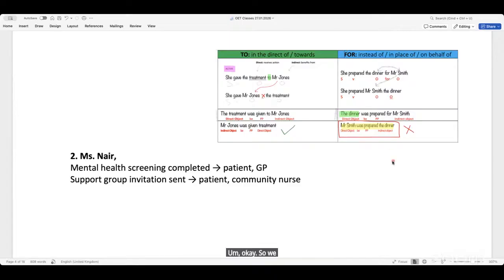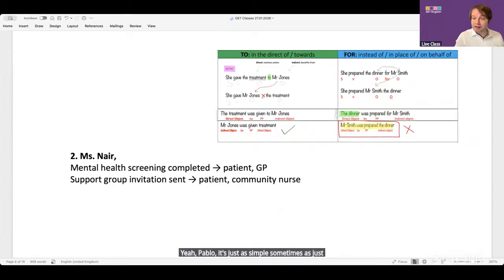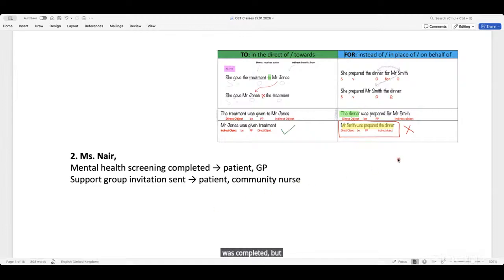Okay, so we'll finish up here. Let's have a look at these final sentences. Yevgeny, correct. Amala? Correct. Zuhal? Yeah, do we need to say by the GP? We don't need to say it, Zuhal. Yeah, Neri, this is okay. Correct, Ertan, Yevgeny, Pablo. Yeah, Pablo, it's just as simple sometimes as just use one object, I guess, was completed. But Pablo, you can say, our mental health screening was completed for Mrs. Nair. Okay, Wahid, Shanice. Okay, so this is really good.